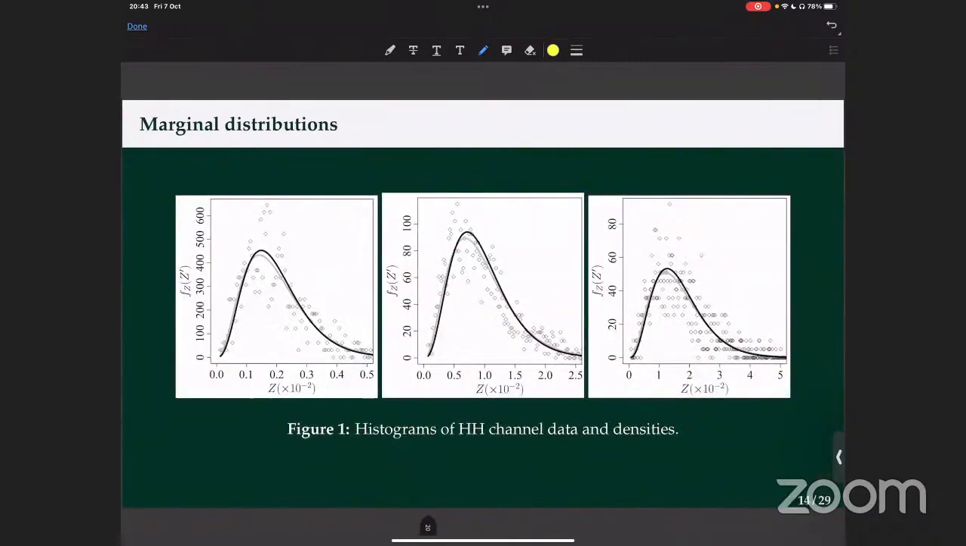Okay, do these distributions work? Do they really explain data? Yes, in many, many situations, they do explain the data quite well. So here we see two fits. I won't go into the details of what is black, what is gray, but you see histograms of intensity measurements in the HH channel and how these histograms are fit by these distributions.